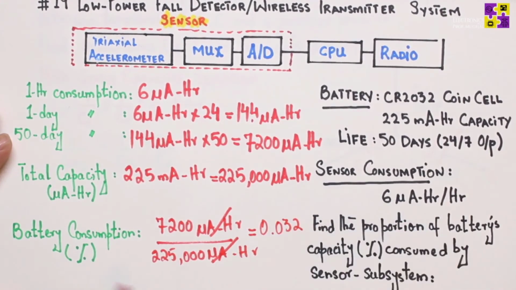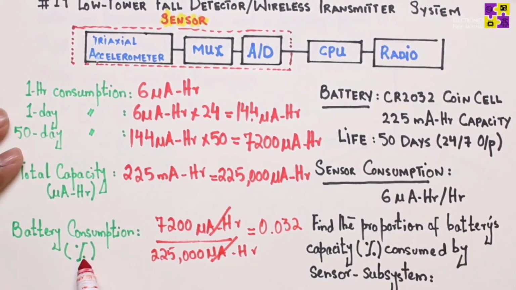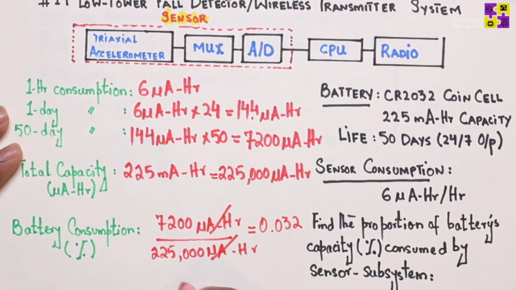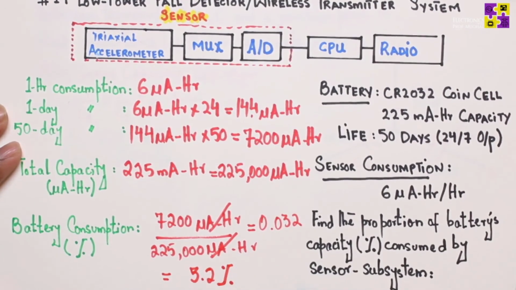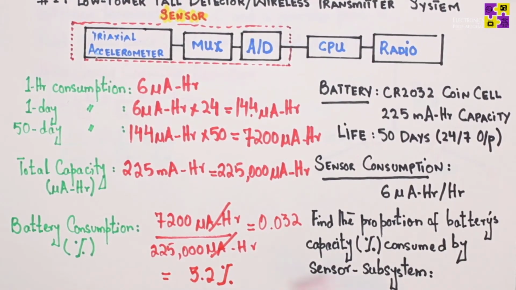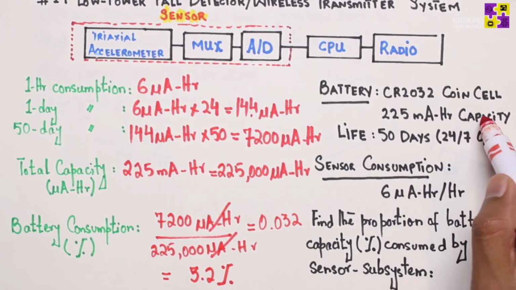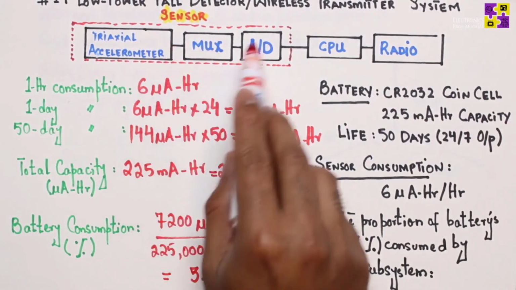0.032, and because I've been asked to give the answer in percentage, this will actually be equivalent to saying 3.2%, and that's your answer. So 3.2% of the total battery capacity is being consumed by this sensory system.